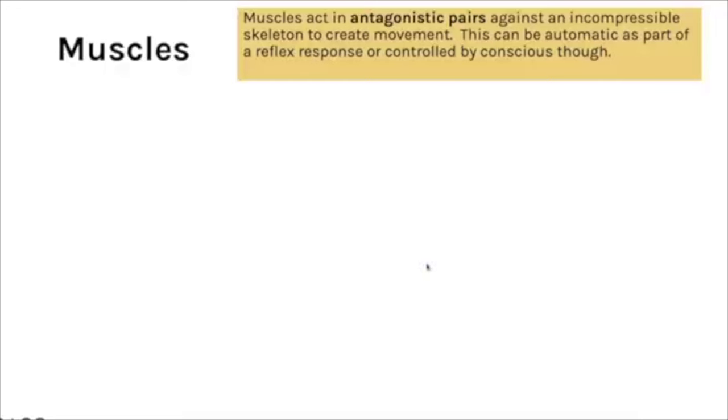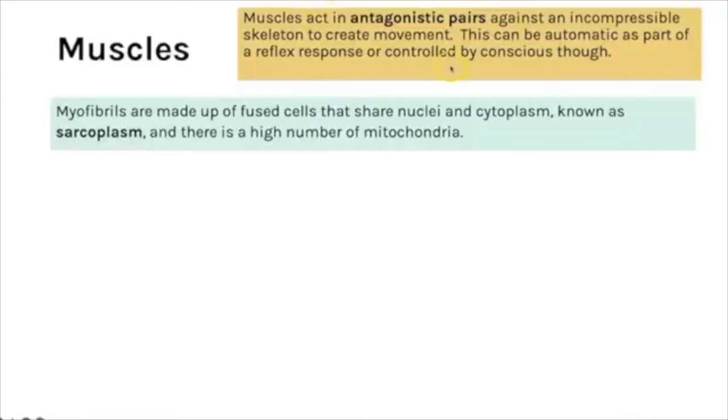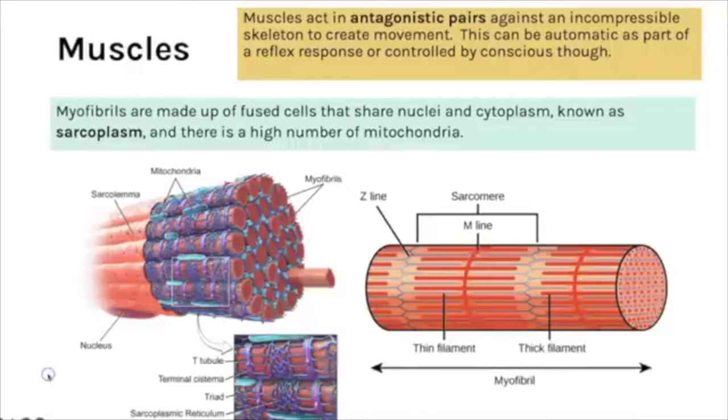So that leads us on to muscles, which is an example of an effector, meaning it carries out the response. And muscles always occur in antagonistic pairs against the skeleton. And what that means is you have two different muscles that will be doing the opposite thing at the same time. So as one of them contracts, the other relaxes. Now this could be automatic or it could be conscious control for this movement. Now you need to know the structure of these muscles. So that's what we're looking at here.